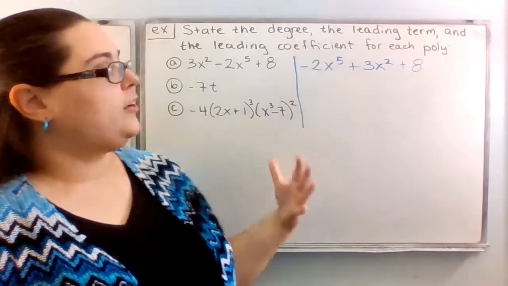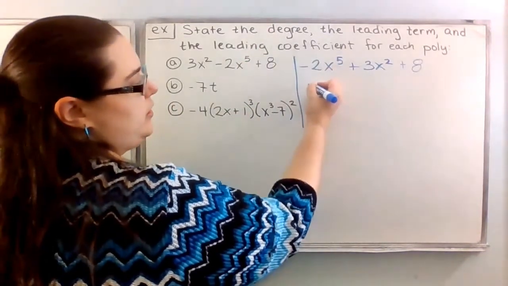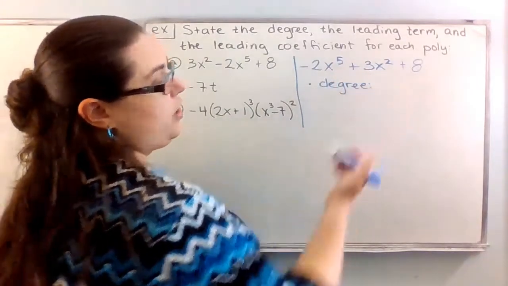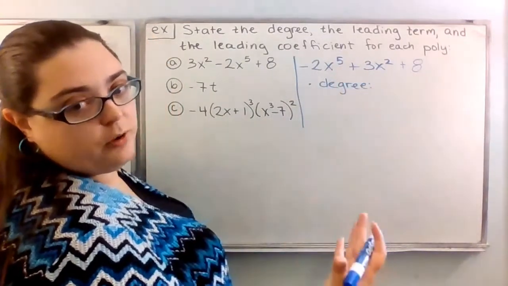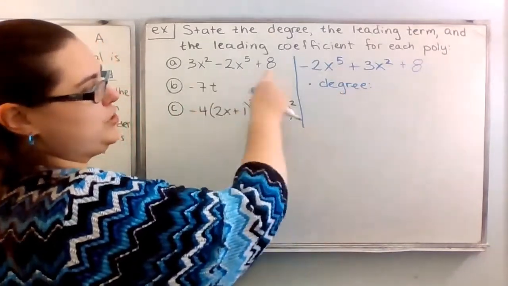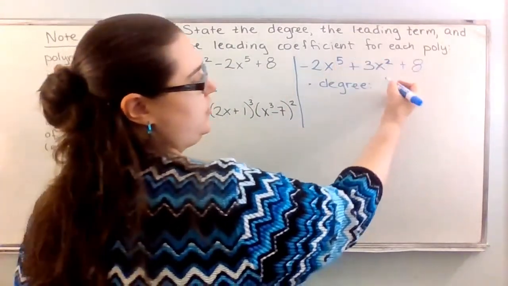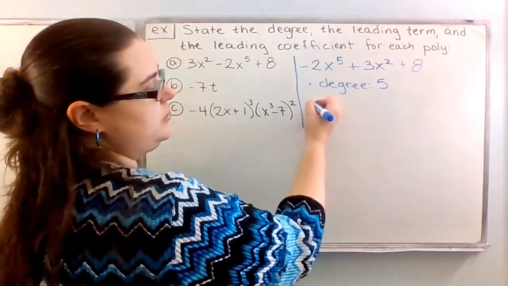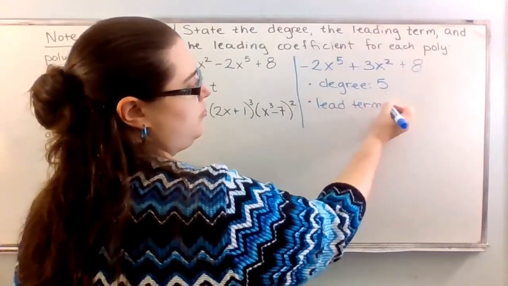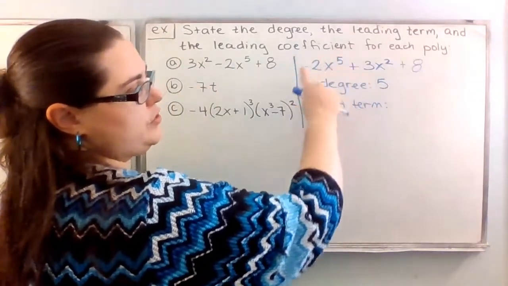So in order to state each of these pieces for part A, the degree is our highest exponent. So in standard form, that's the first one. But you always want to check for the highest in case we do something a little confusing like that. So our degree here is the 5. The leading term is this whole first term, the negative 2x to the fifth.